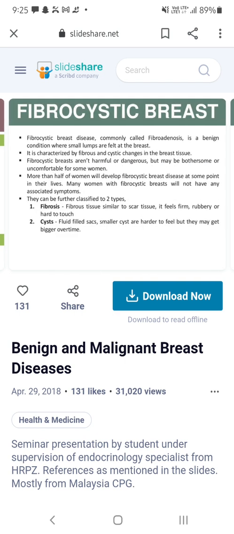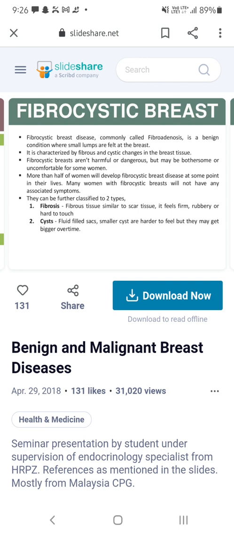Now we'll see what is fibrocystic breast. Fibrocystic breast is commonly called fibroadenosis. It is a benign condition where small lumps are felt in the breast. I told you when the tumor is filled with fluid, then it is known as cystic. That means it is not harmful, the fibers are not harmful, but it is uncomfortable for the woman.